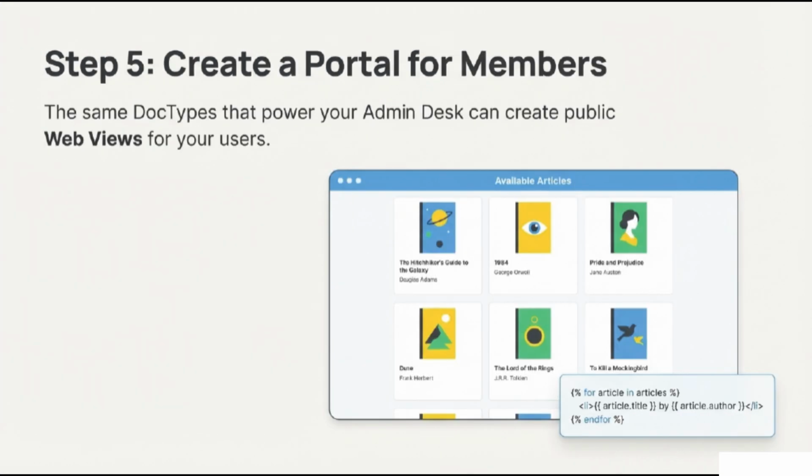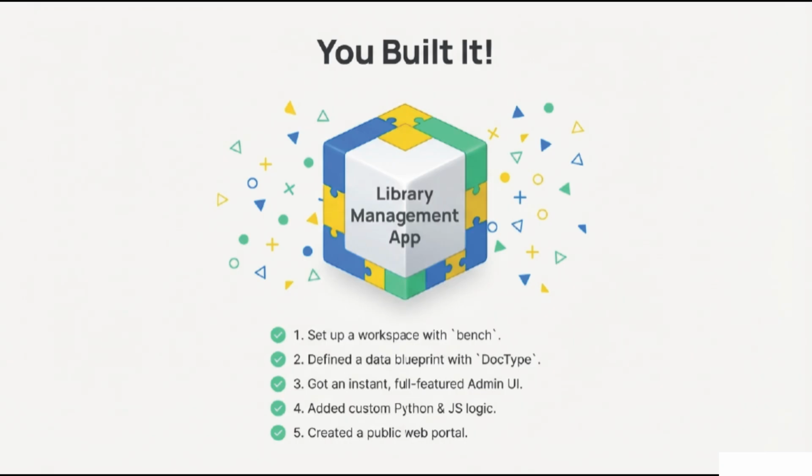Finally, step 5. We don't just want an admin backend, we want a public portal. The same DocTypes that power your backend can generate public web views. Using simple templating tags like {% for article in articles %}, we can iterate through our data and display a list of books like 1984 or Dune directly on a website. And just like that, you built it.